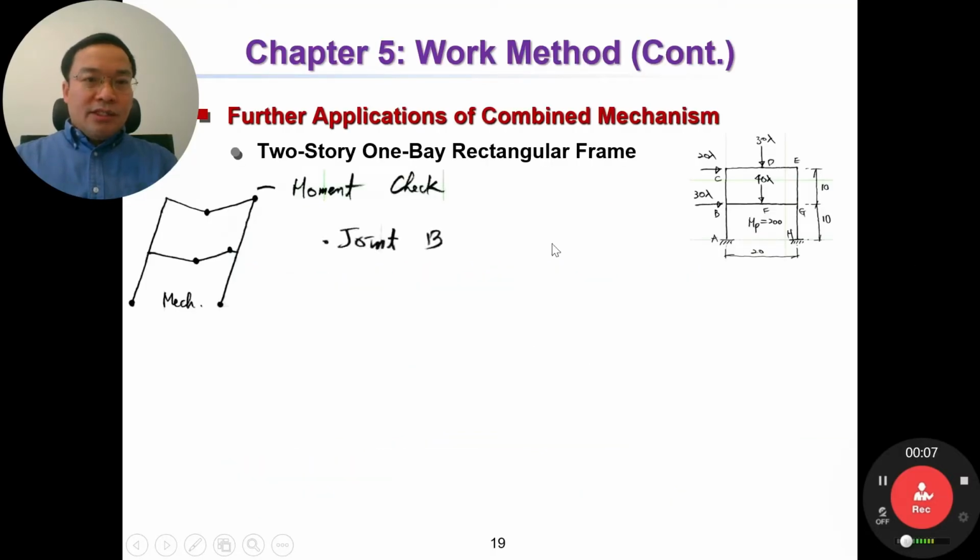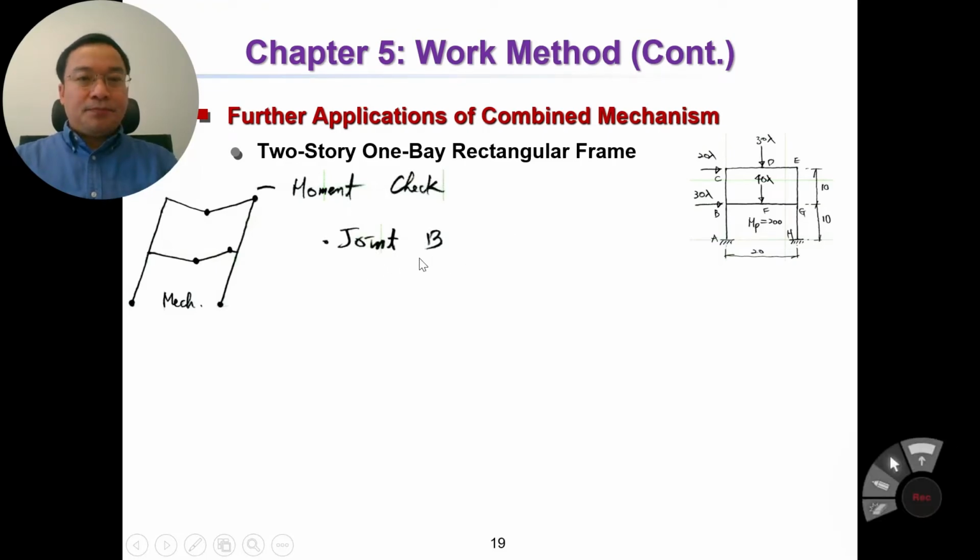Okay, continue with the moment check. Now we check choice B. Choice B, we already have the moment at this section, and MBC is assumed as redundant. And now we have to calculate MBA. So we can use this choice.